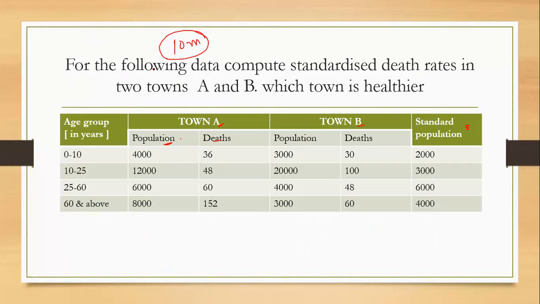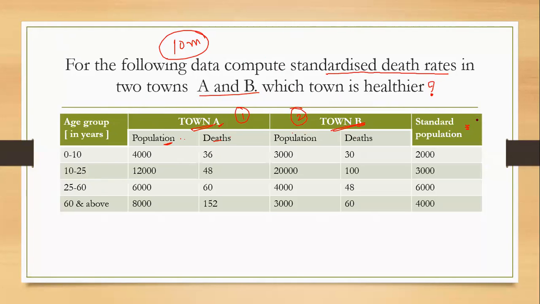For the following data, compute standardized death rate in two towns, A and B. Which town is healthier? Now you have to see which town is healthier. They have given us information, that is age group, population and deaths of town A, and population and deaths of town B. That is one population, this is the second population. They have given us two population information, and also they have given us standard population.